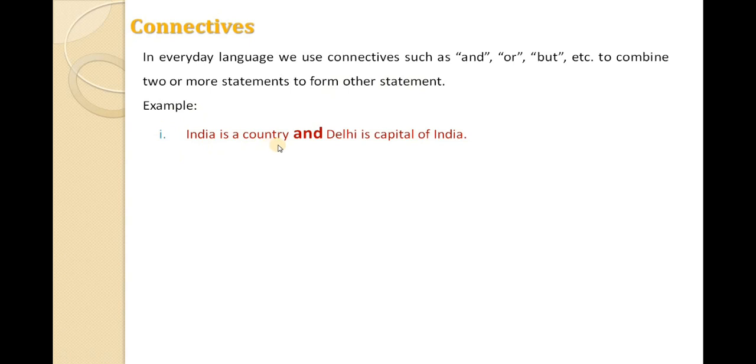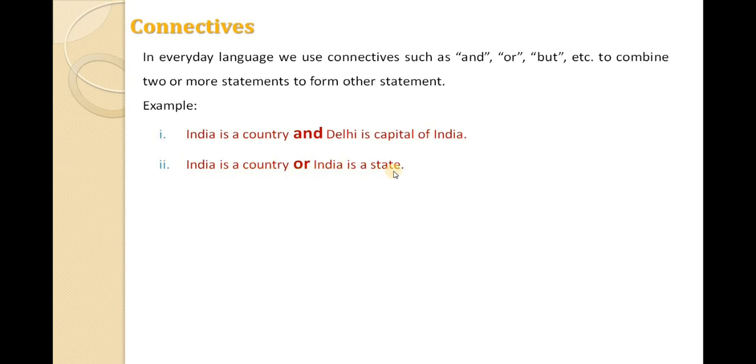India is a country and Delhi is the capital of India. These are the two atomic statements which are joined by a connective, and. India is a country is one statement and Delhi is the capital of India is a second statement. But these two statements are joined with a connective, and. In the second example, India is a country or India is a state. We use a connective, or, to join these two statements.